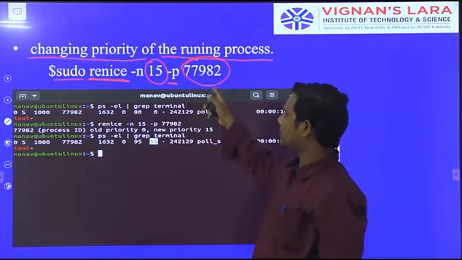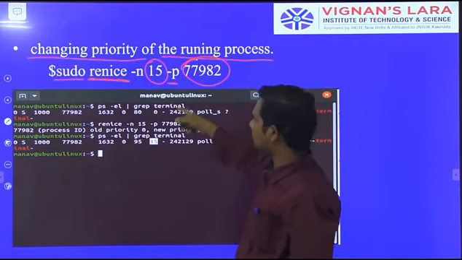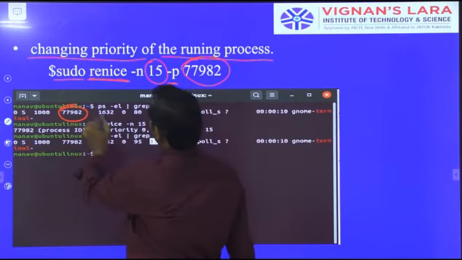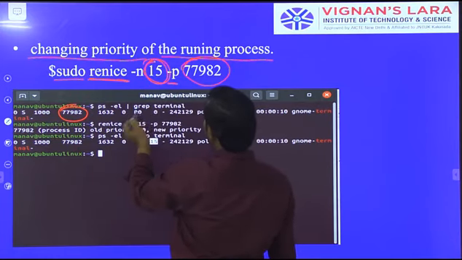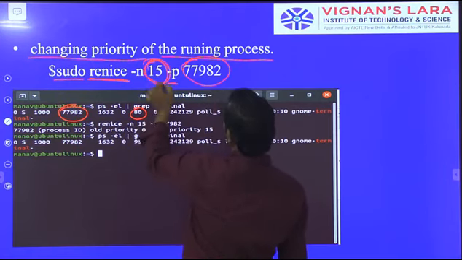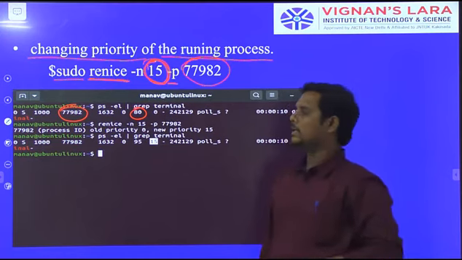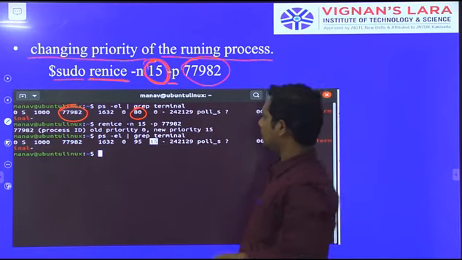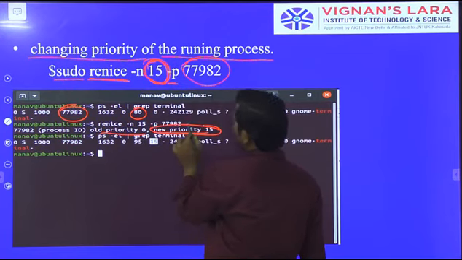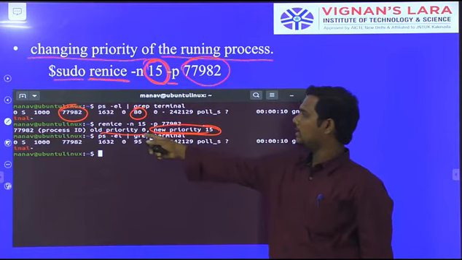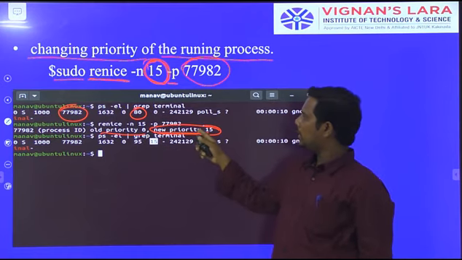You can observe carefully. This is the process ID, and 15 is the new priority. The priority is already 80 and it will be changed; we want to give the priority as 15, that is the meaning of it. So here you can see the output: old priority is 0, new priority is 15. You observe it carefully.